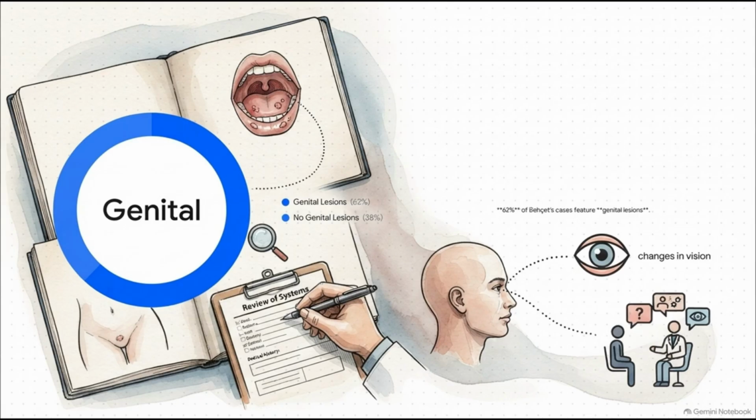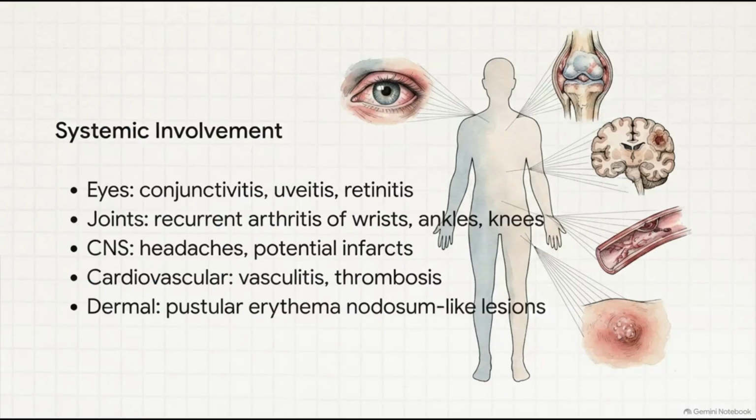Asking those targeted questions gracefully is exactly how you guide your patient to the correct systemic diagnosis. And the answers to those questions might reveal the multisystem nature of the disease, moving way beyond the mucosa. Let's break down the sheer weight of this assault. Ocular involvement, incredibly common and highly dangerous.